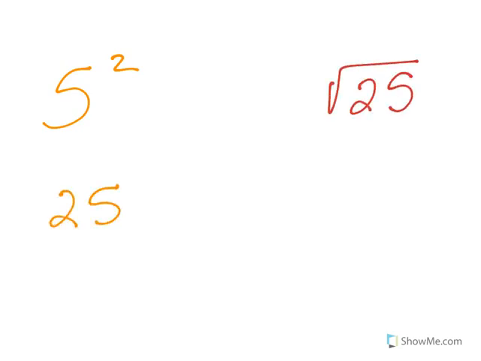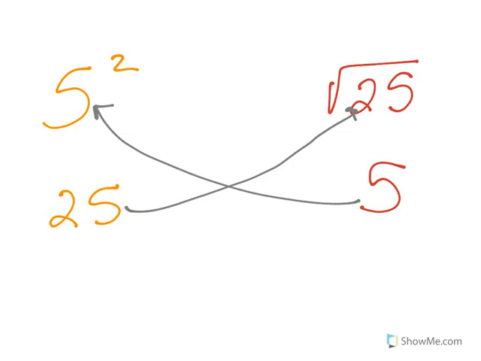So think about 5 squared. What is 5 times 5? Well, that's 25. So that means the square root of 25 is 5. So you can see these match and the 5s match.